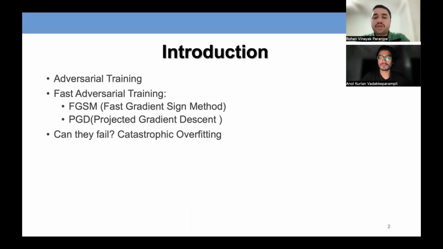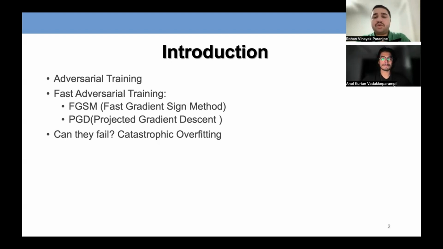Today we will be presenting the paper Understanding and Improving Fast Adversarial Training. Adversarial training is one of the defenses used to make a machine learning model robust to adversarial attacks. Improving the robustness of machine learning models is motivated not only from the security perspective, but such models have better interpretability properties and also generalize better.